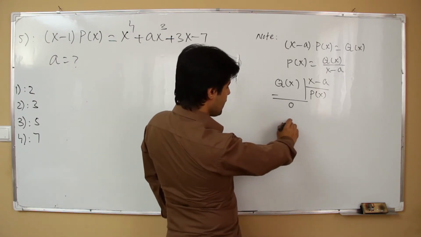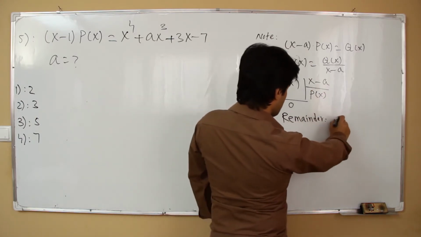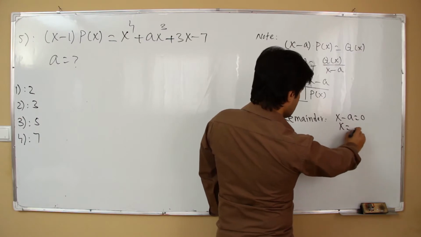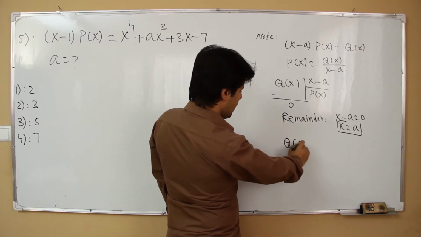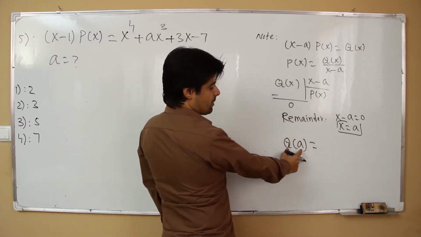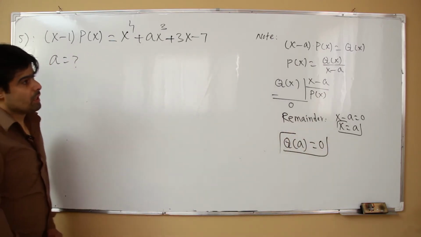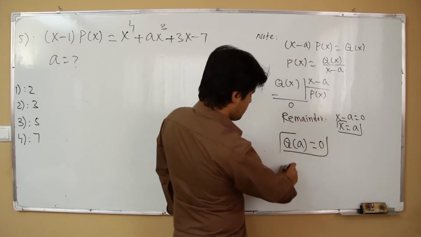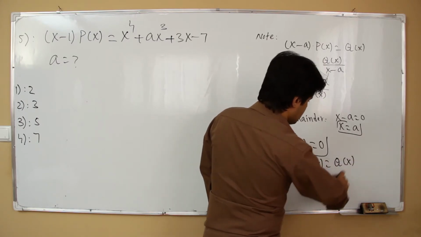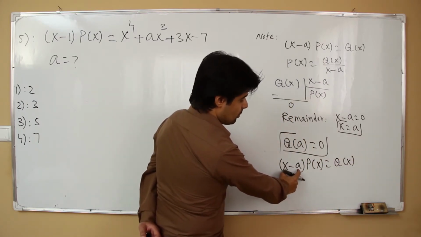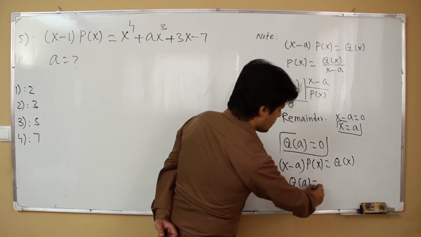Now, if you want to find the remainder, you can equal this one to 0. So x is a. Then put a instead of x. So Q(a), this is the remainder. Now what is the remainder? 0. What does it mean? It means that if you have such a polynomial, x minus a times P(x) is equal to Q(x), then equal this one to 0. So it would be x equal to a, then Q(a) is 0.